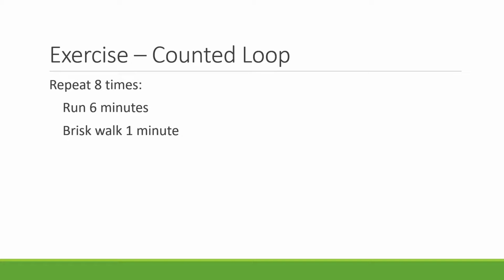For my counted loop, I chose a typical short run where I do run and walk intervals. So I have repeat 8 times, run for 6 minutes, and then do a brisk walk for 1 minute. I repeat those 2 tasks, run 6 and walk 1, exactly 8 times. After the 8th repeat has been completed, that means my intervals are finished, and then I can start my cool down walk.